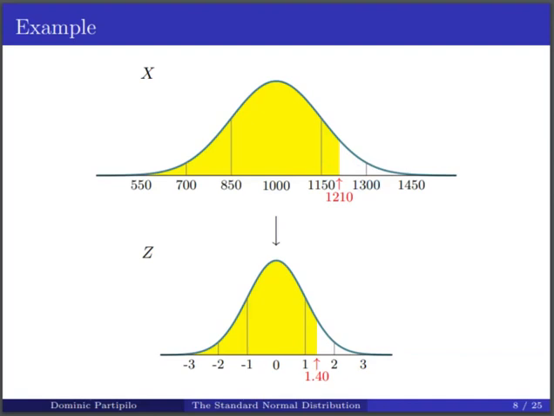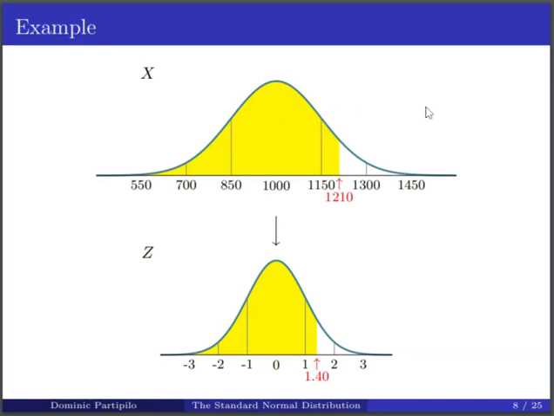So when we mark where 1210 is, which was the value of x we were interested in, it's going to be right here. And the probability that we're interested in is the probability that the lifetime of the light bulb is less than 1210. So we're interested in getting the area under this curve. So that's just going to be this yellow part here.